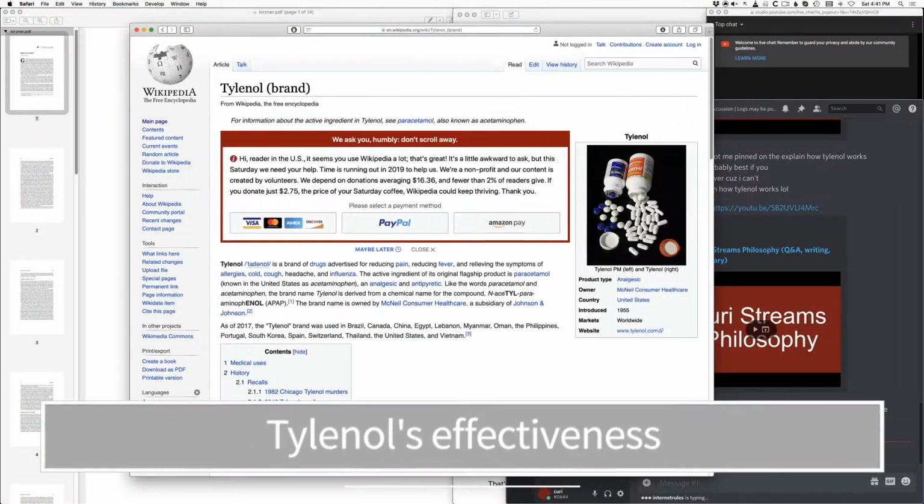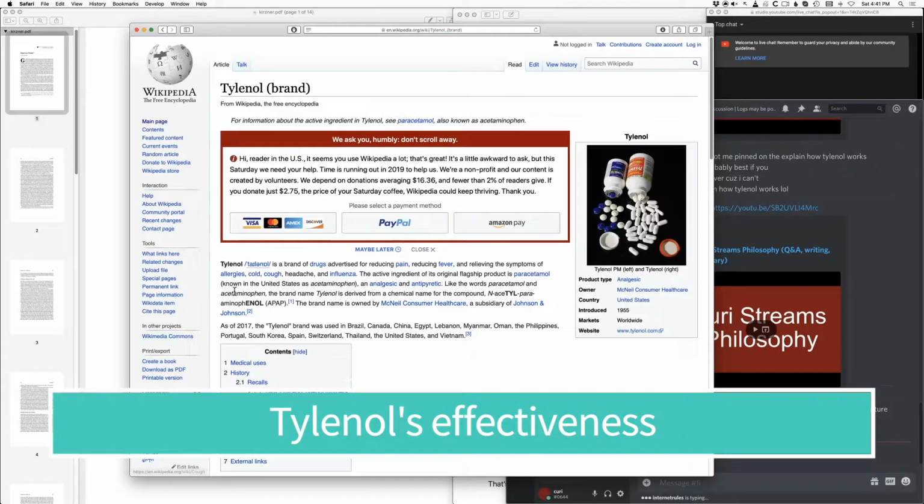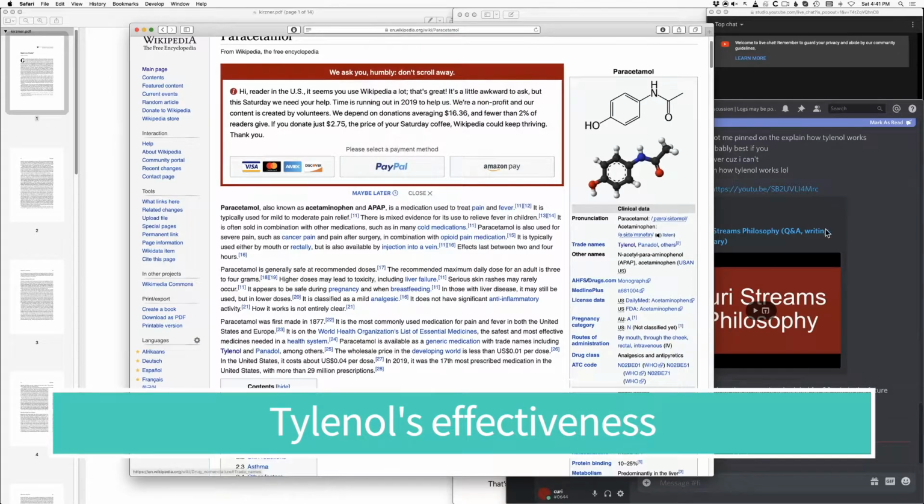I forgot the name of the thing Tylenol is. Acetaminophen is paracetamol, is that one of those? Oh, it's paracetamol. Okay. Oh, they're the same. Anyways, you just look this up, and there will be some sort of explanation here.